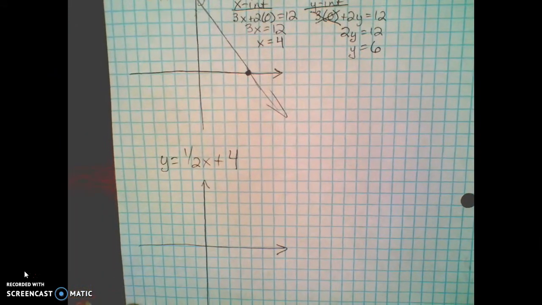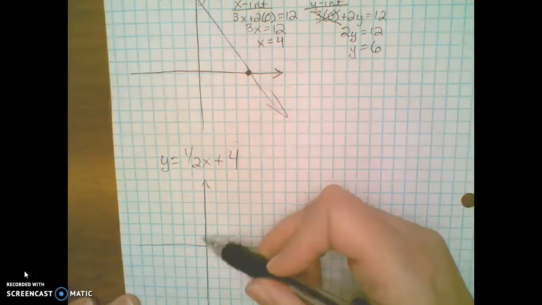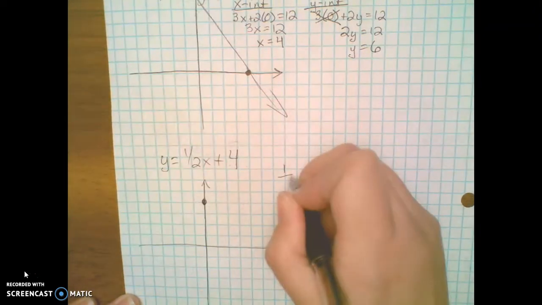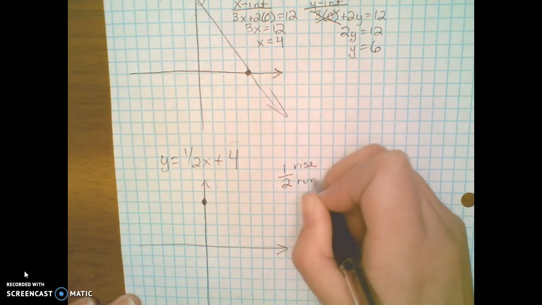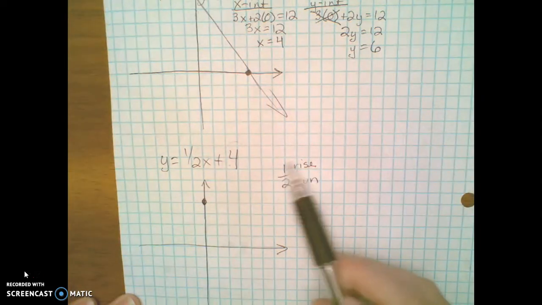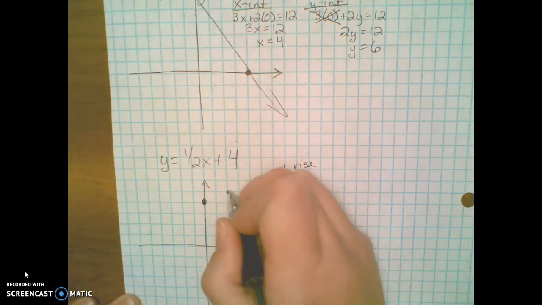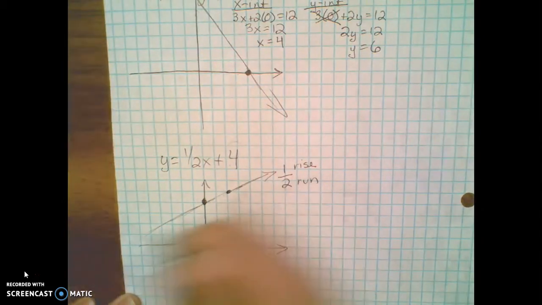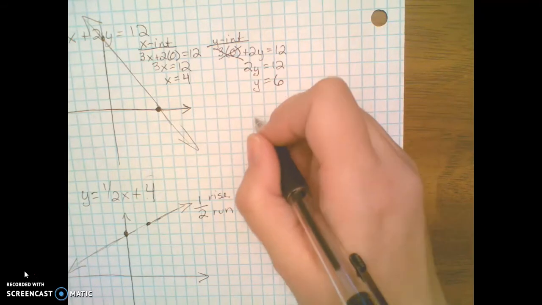So the first thing you're going to do is get your y-intercept. So our y-intercept is 4. So on the y-axis, we're going to find 4. 1, 2, 3, 4. And then right here, 1 divided by 2, rise over run. So that means you're going up by this and over by this. So up 1, over 2, just like that. And then you can take a ruler usually, and just draw your line. Okay, let's take a look at the other one.